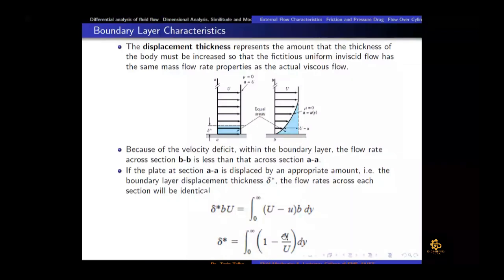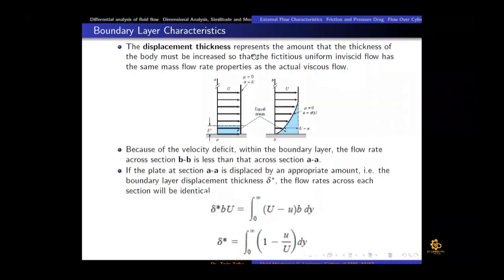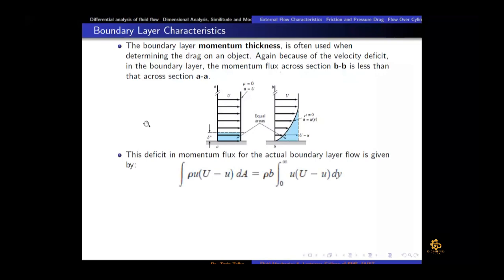On the same pattern, we can define how much the thickness of the plate should be increased so that this plate would have the same drag as this inviscid flow. That parameter we call the momentum thickness. The boundary layer momentum thickness is often used when determining the drag because of the velocity deficit in the boundary layer. For the momentum flux across section BB, in the displacement thickness we talked about mass flow rate, and here we are talking about momentum flux. So this momentum flux deficit can be equated.